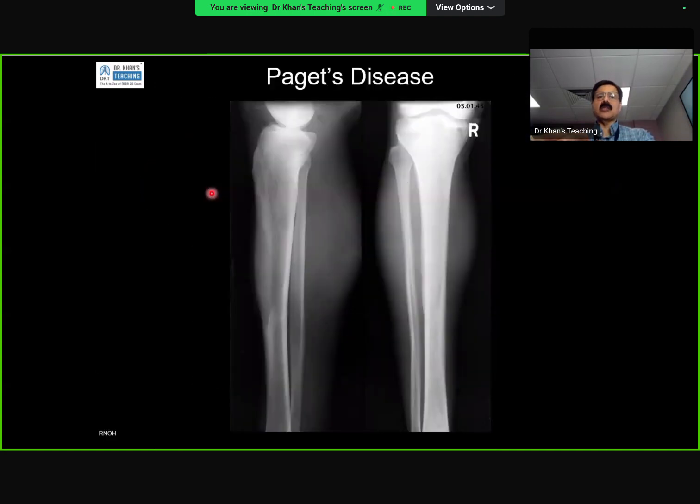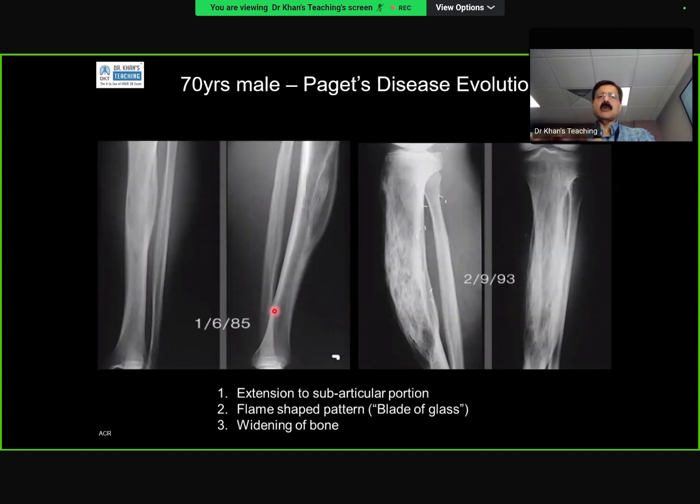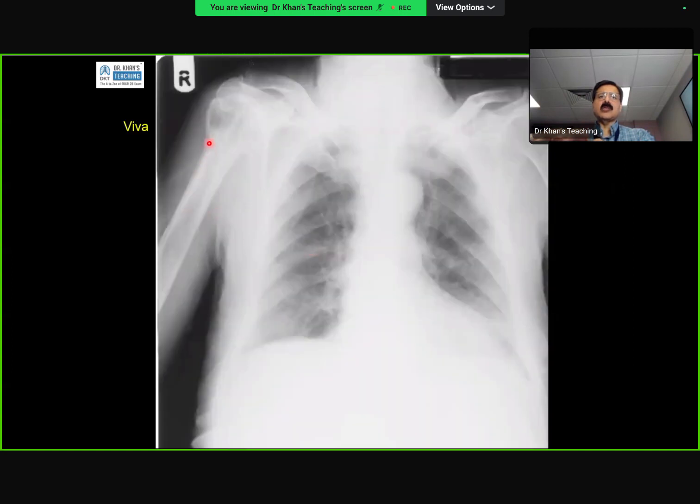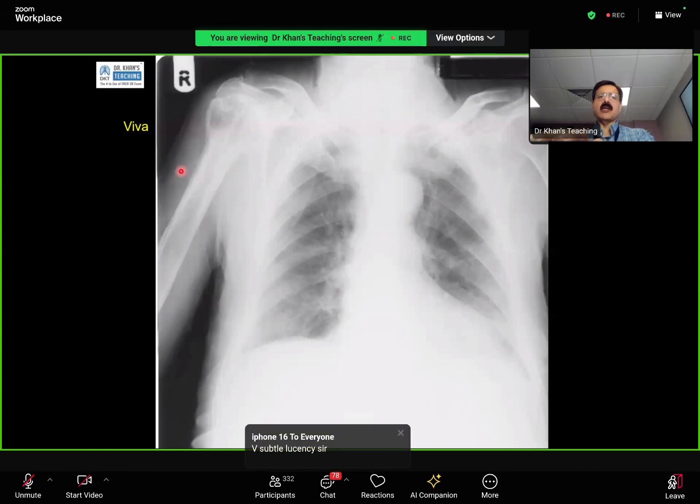Just like your case here, there is a bit of lucency, just like this case, there is a bit of lucency which is explainable on grounds of the normal pathophysiology of Paget's disease. But the way you tackle it was absolutely fine. So it is what we call a pseudo finding. You remember rickets in which there was a pseudo finding of periosteal reaction. So this is something like that.